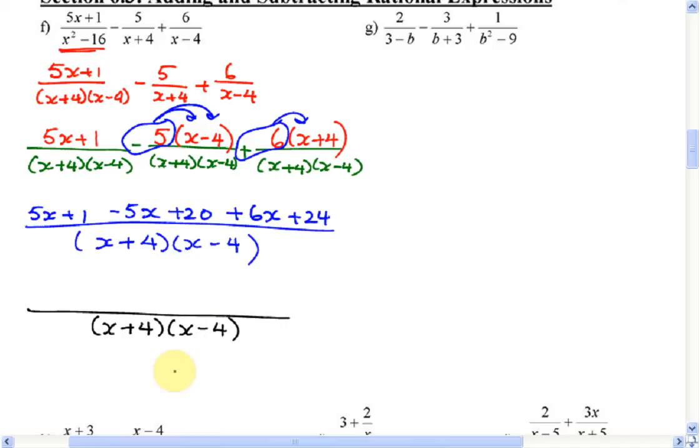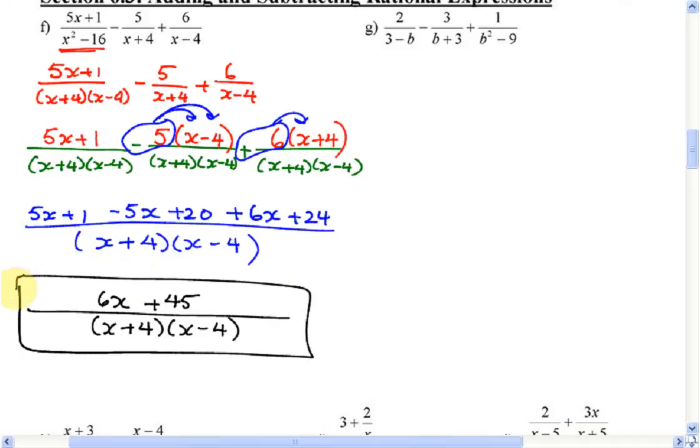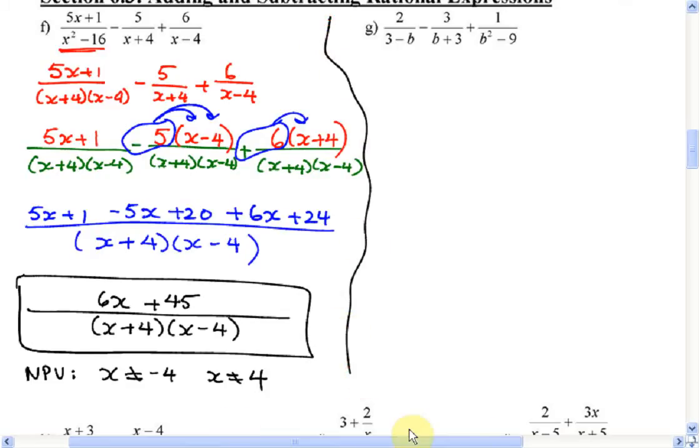Yeah. No response. 6x plus 45. And PVs, dear friends, to finish this one off? Negative 4. Negative 4 and positive 4. Good. Or plus minus 4. Bravo. I'm happy. Are you? Totally. Cool. Go ahead and do G then, if you're totally happy.